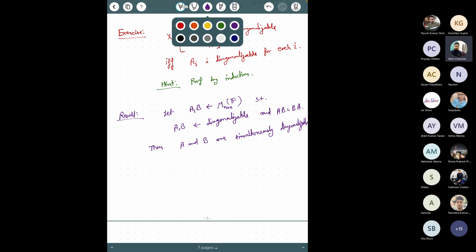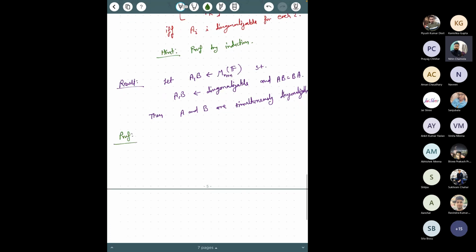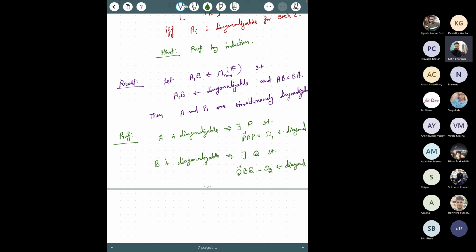Okay, so let us prove this. How to prove this one? So what are we given? We are given that A is diagonalizable. This implies there exists P invertible such that P inverse AP is diagonal. Similarly, we are given B is diagonalizable. So this implies there exists Q such that Q inverse BQ is diagonal. Let us call it D2.